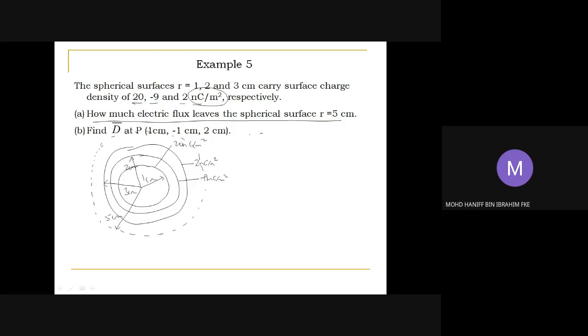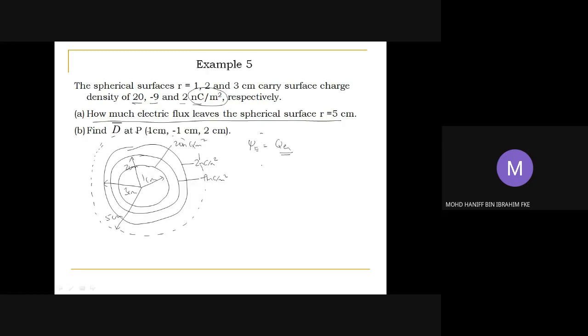As we have learned, the basics of Gauss law states that the flux leaving the closed surface is equal to the charge enclosed inside the closed surface. So if you want to find the flux leaving the surface, what you have to do is find the charge contained inside the closed surface, or spherical surface in this case.